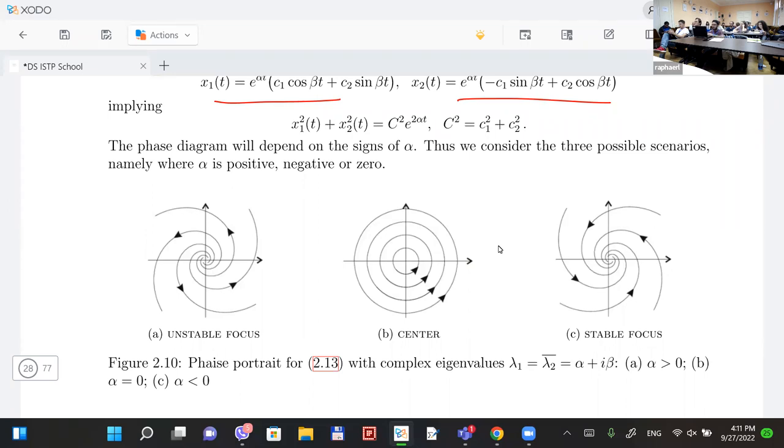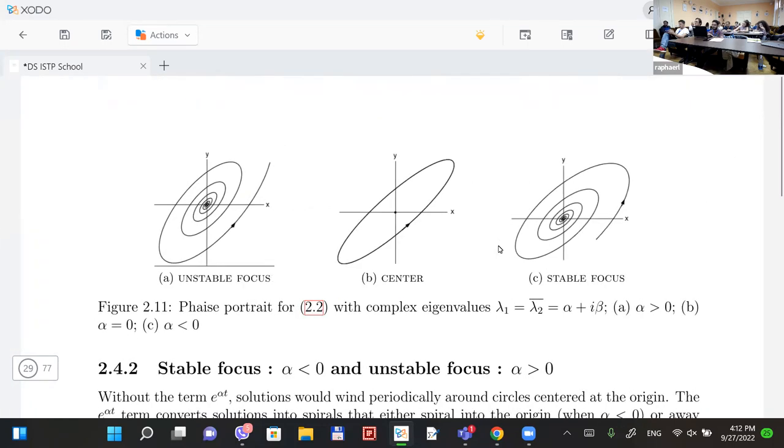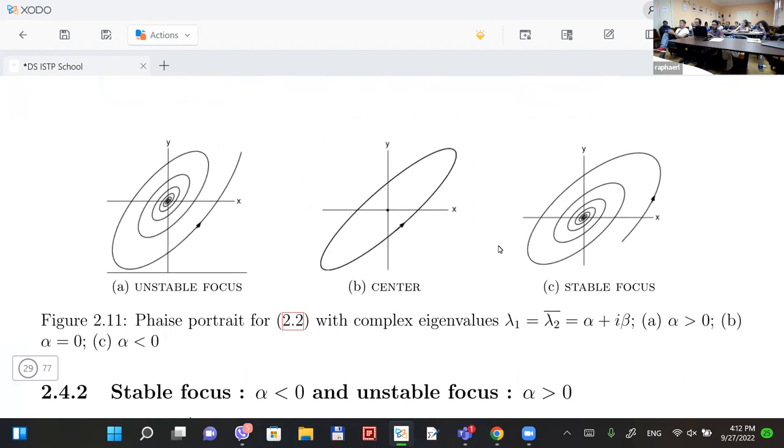We call it an unstable focus if we have spirals which move away from the origin, that is, if the real part is greater than zero. And we have the stable focus, with spiral trajectories approaching the origin as the time increases. Of course, for the original systems, the phase portrait generally looks like this, just a slight transformation. The circles will be transformed to ellipses, and we have again the closed trajectories around the origin in the case of the center.